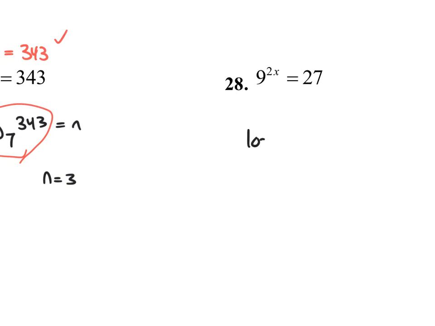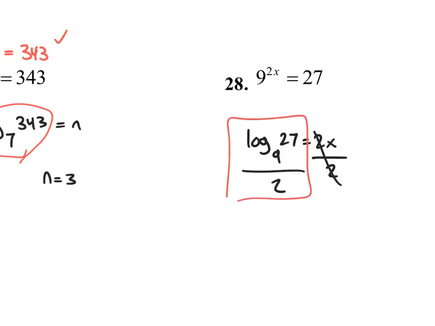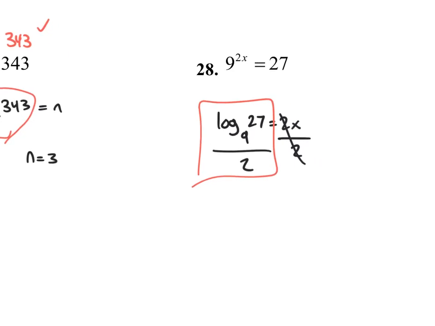So one more time here, we'll use drop, log, and roll. If you type in log base 9 of 27 on your calculator, and then divide it by 2, so if you type this in correctly, you should get the answer of x equals 3/4.